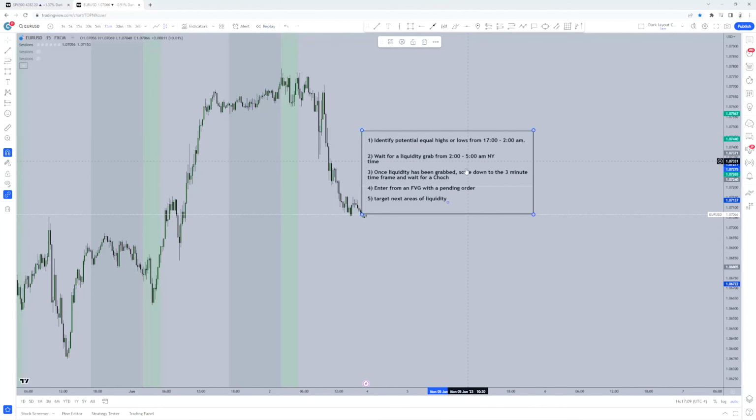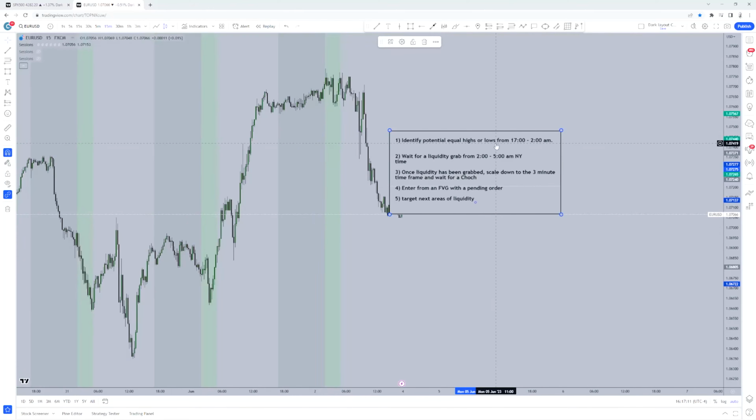Identify potential equal highs or lows from 5 to 2 a.m. And I want to say that if you don't have equal highs or lows, then we will be using either the highest or the lowest point, and we will be waiting for price to grab liquidity above either the highest or below the lowest point between 5 p.m. and 2 a.m. And we will be waiting for this liquidity grab from 2 a.m. until 5 a.m. New York time.